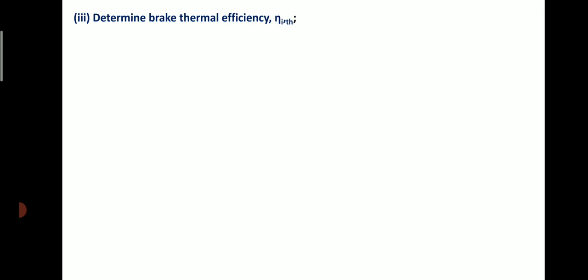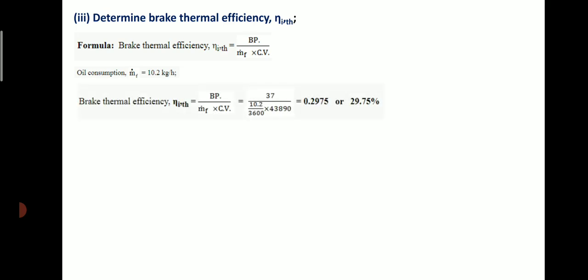Third calculation is determining brake thermal efficiency. The formula is brake power upon mass of oil multiplied by its calorific value. Brake power we have already calculated. Mass of the fuel is nothing but oil, the mass of the oil 10.2 kg per hour. So brake thermal efficiency can be calculated here like this.